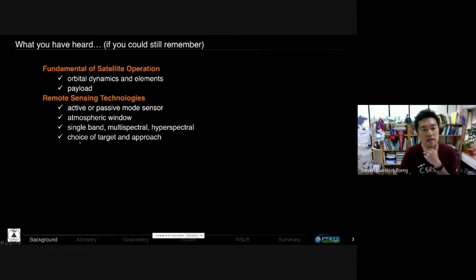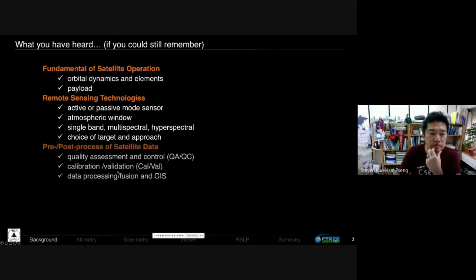So I think the point is that we need to choose the target and the applications. Then we pick the right tool and select the correct satellite data and products to use. And once we get the data, we need to do some checks first. So the quality assessment and control, QA, QC, and also the calibration and validation. This CalVal, we always call validation and verification. So in some agencies, we call that V&V, verification and validation. It's very important when we collect data from space.